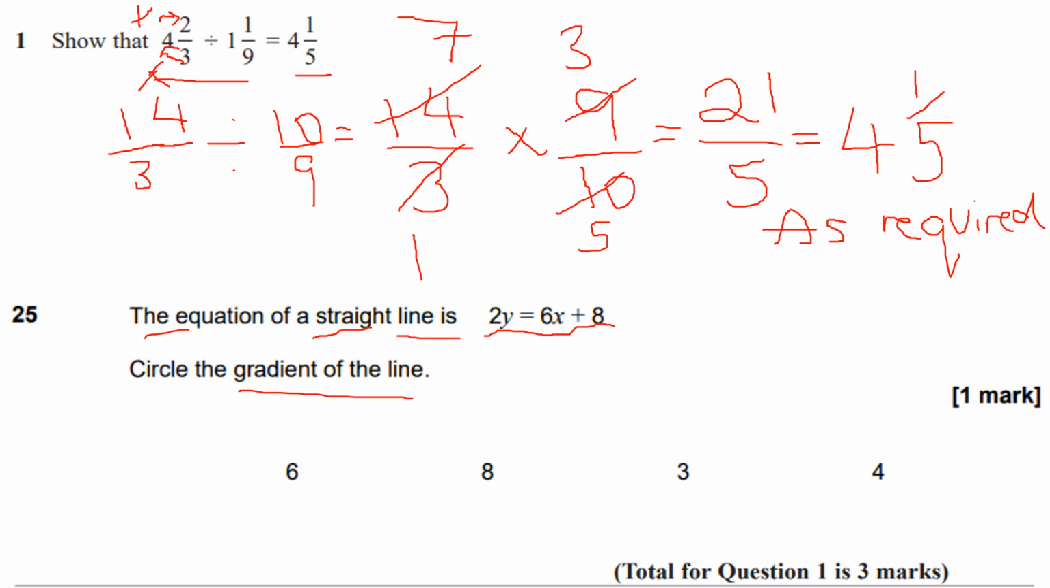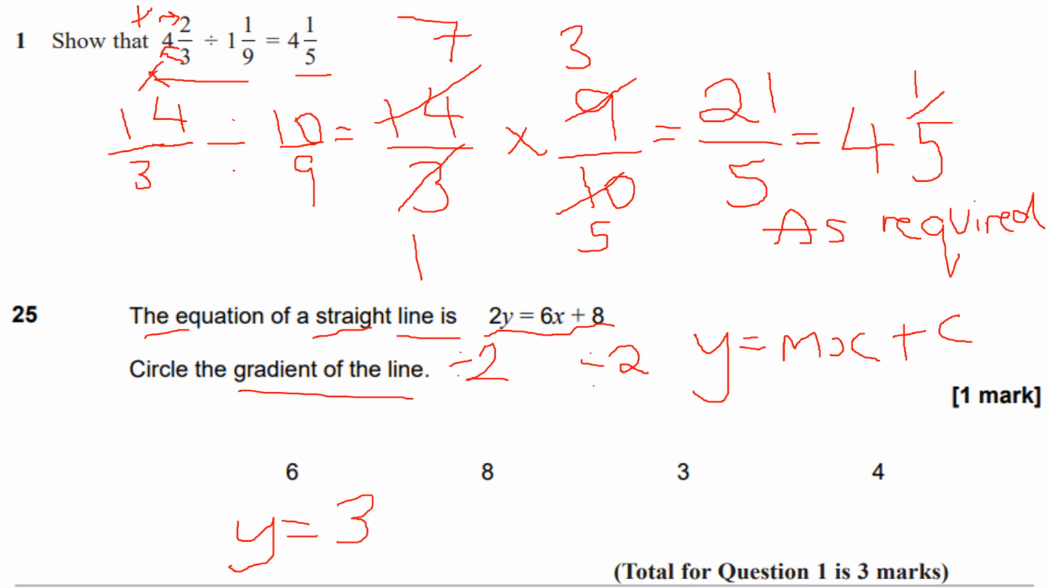Circle the gradient. The straight line equation has to be in the form y equals mx plus c. So if I divide both sides of my equation by 2, so it's in the form y equals mx plus c, I'm going to get y equals 3x plus 4. 2y divided by 2 is just y, 6x divided by 2 is 3x, and 8 divided by 2 is 4. So the gradient now is the coefficient of x, the number in front of the x, that'll be 3.